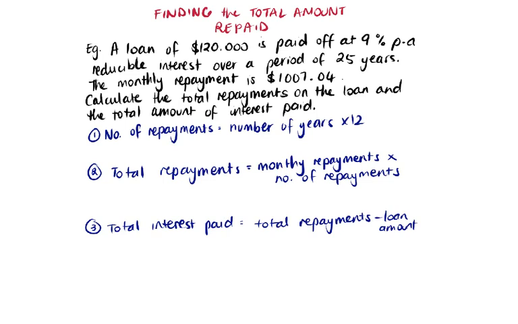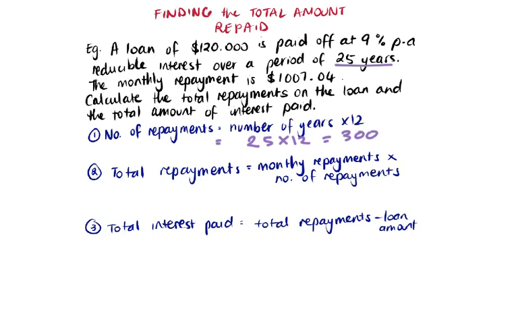So it says a loan of $120,000 is paid off at 9% per annum reducible interest over a period of 25 years. The monthly payment is $1,007.04. Calculate the total repayments on the loan and the total amount of interest paid. So the first thing that we're going to do is calculate the number of repayments over these 25 years. And all we've got to do is multiply the number of years, which is 25, by 12 because they're monthly repayments. So over the 25 years, there's going to be 300 repayments.